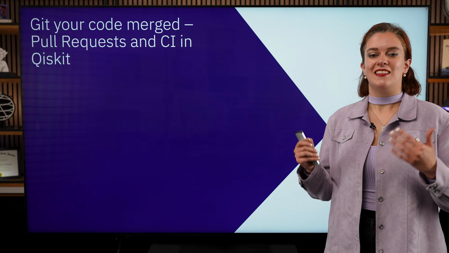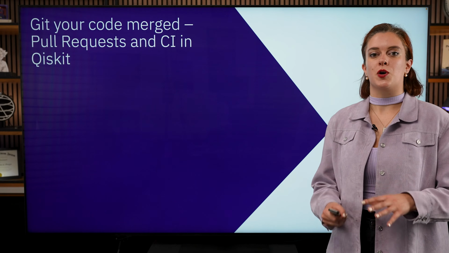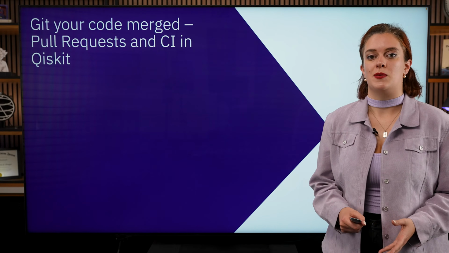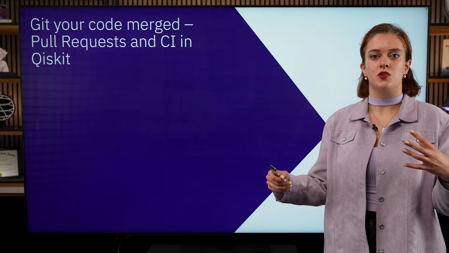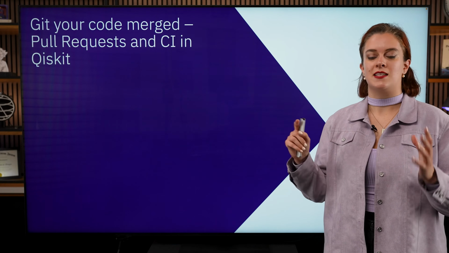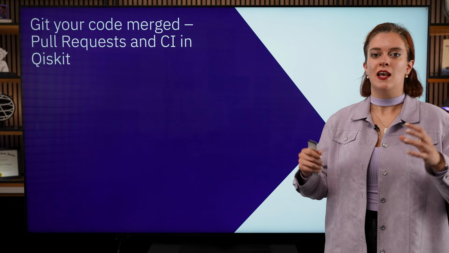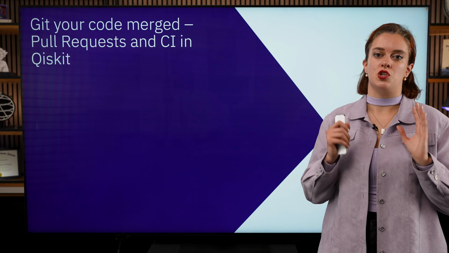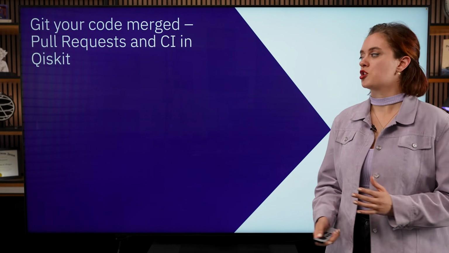Qiskitters. In this video, we're going to talk about what you need to know to get your code merged into one of the Qiskit repos. So this is after you've forked your repo, after you've made your changes, you've done your tests and your linting and your documentation. This is the final step to actually get that code merged into the Qiskit main branch.